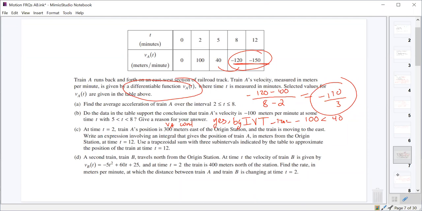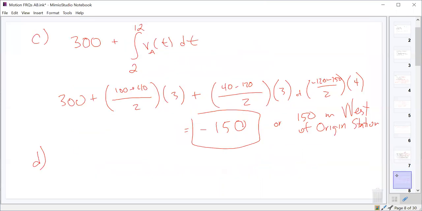All right, part D, our second train traveling north from origin station has this velocity, negative 5t squared plus 60t plus 25. And at t equals 2, it's 400 meters north. We want to find the rate in meters per minute at which the distance between them is changing at t equals 2. So let's draw a little picture.